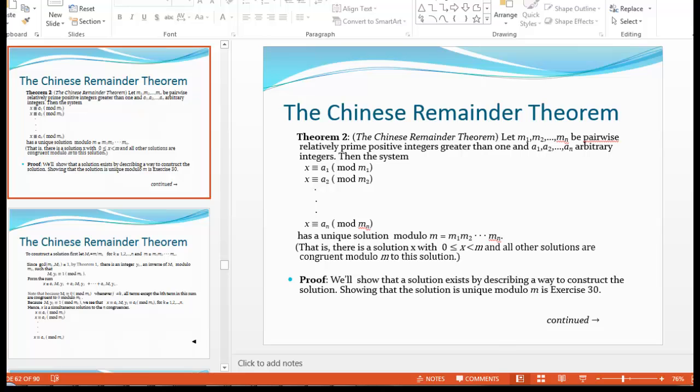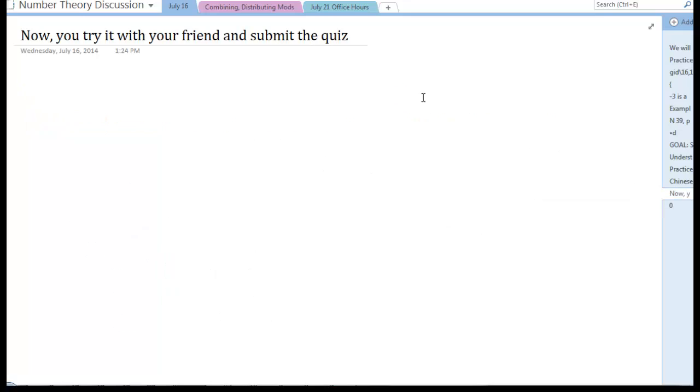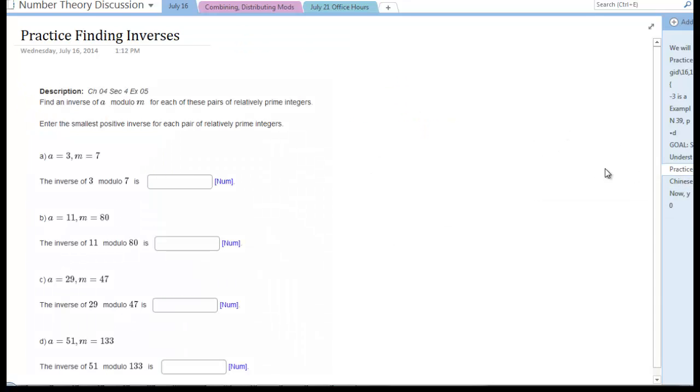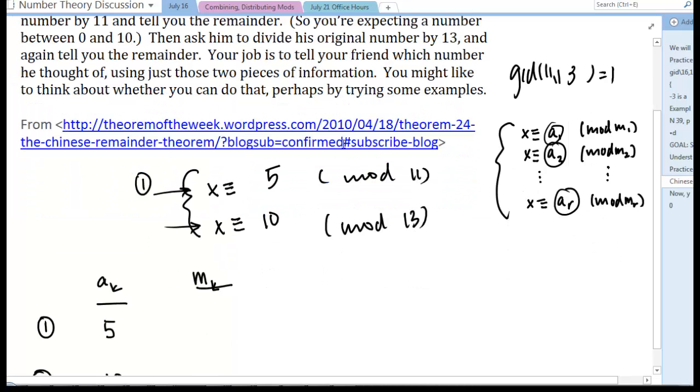So the way that they've set up this game that I found online is they have two relatively prime mods that we're dealing with, 13 and 11.